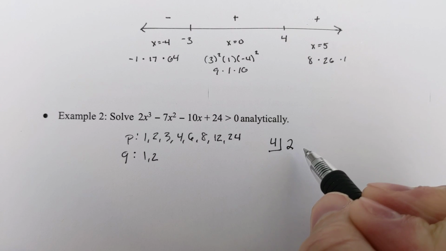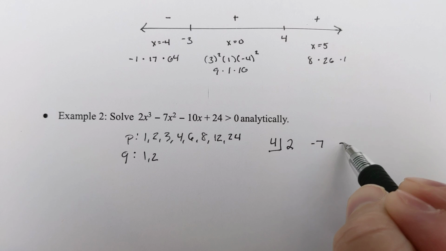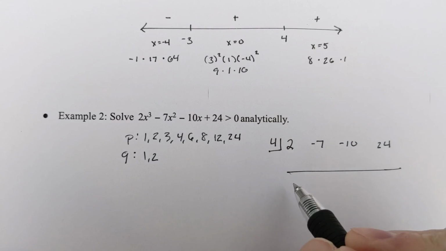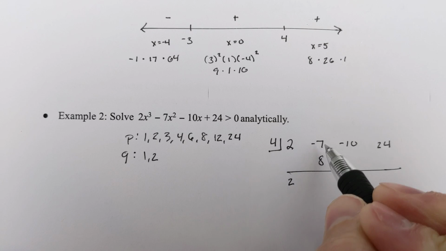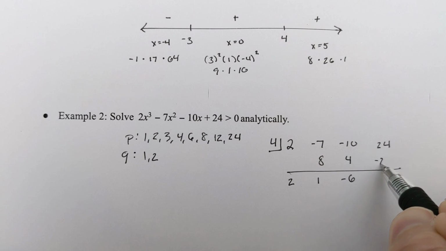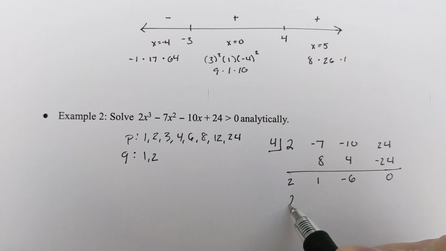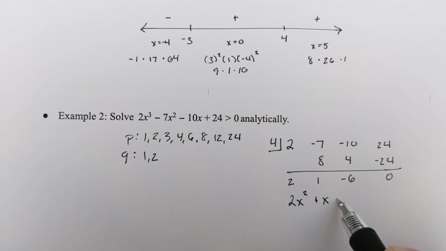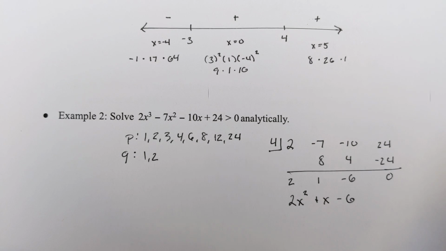So coefficients 2, negative 7, negative 10, 24. The 2 comes down, that's 8, which is 1, which is 4, which is negative 6, which is negative 24, which is 0. So this is 2x squared plus x minus 6, which is a quadratic. So I can do the quadratic formula on it to find its zeros.